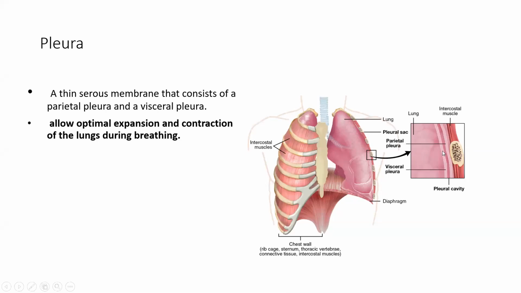Then you have the visceral pleura, the inner layer, which intimately invests the lungs and dips into all of the fissures, and it's insensitive to pain, however, it's sensitive to stretch. And the pleural cavity is in between. It's a potential space between the parietal and the visceral pleura, and it contains a film of fluid that lubricates the surface of the pleura and also facilitates the movement of the lungs.